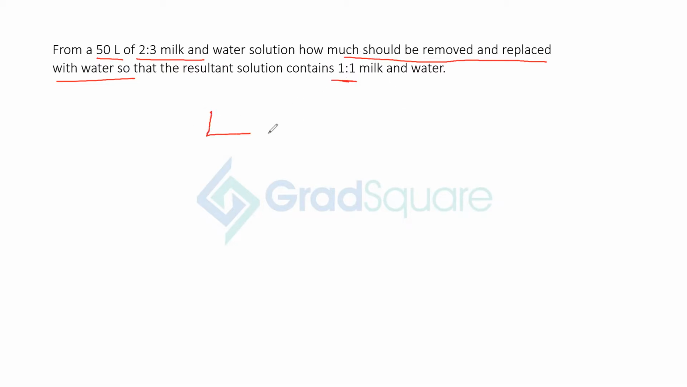You have got 50 liters of the solution, and you have got 2:3 milk and water. That means 2/5 of 50 will be the quantity of milk, and what will be the quantity of water? That's going to be 3/5 of 50. That's going to be equal to 20 over here, and that's going to be equal to 30 over here.